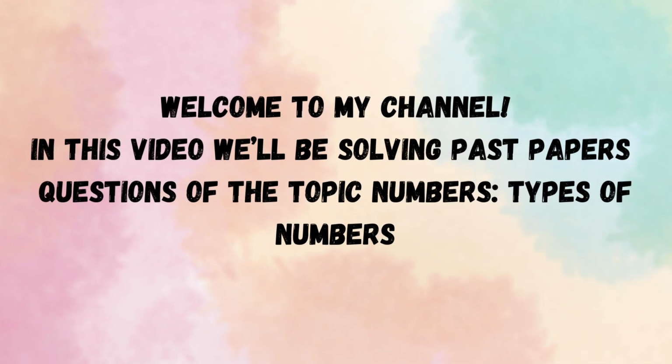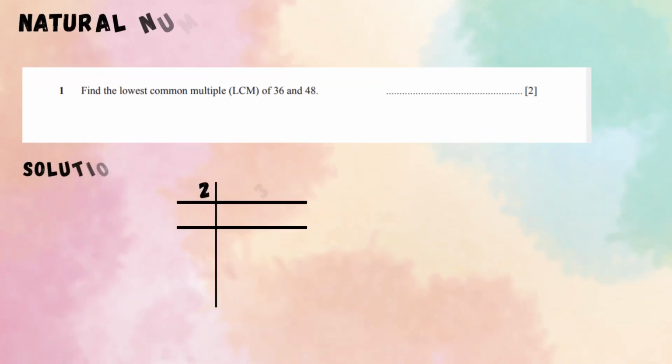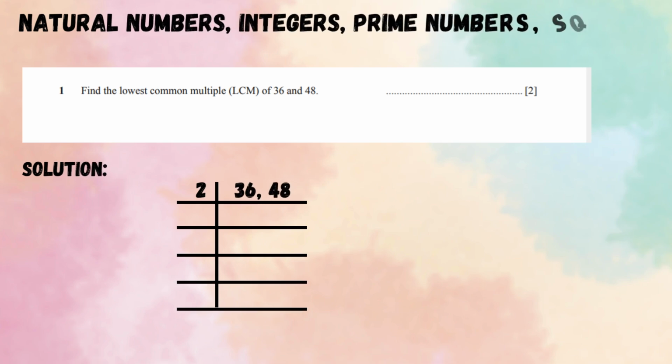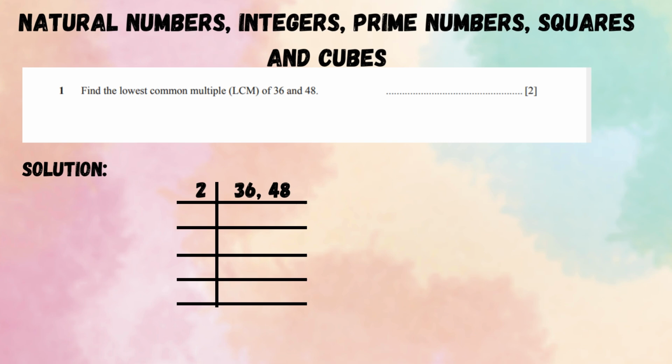In this video, we will be solving past paper questions of topic 1.1, which is types of numbers. So let's get started. For the first question, we're going to draw a grid and write the set of numbers on the right side and their first factor, which is 2, on the left. After this, we'll obtain a final result of 18 and 24, which can be further divided by 2.